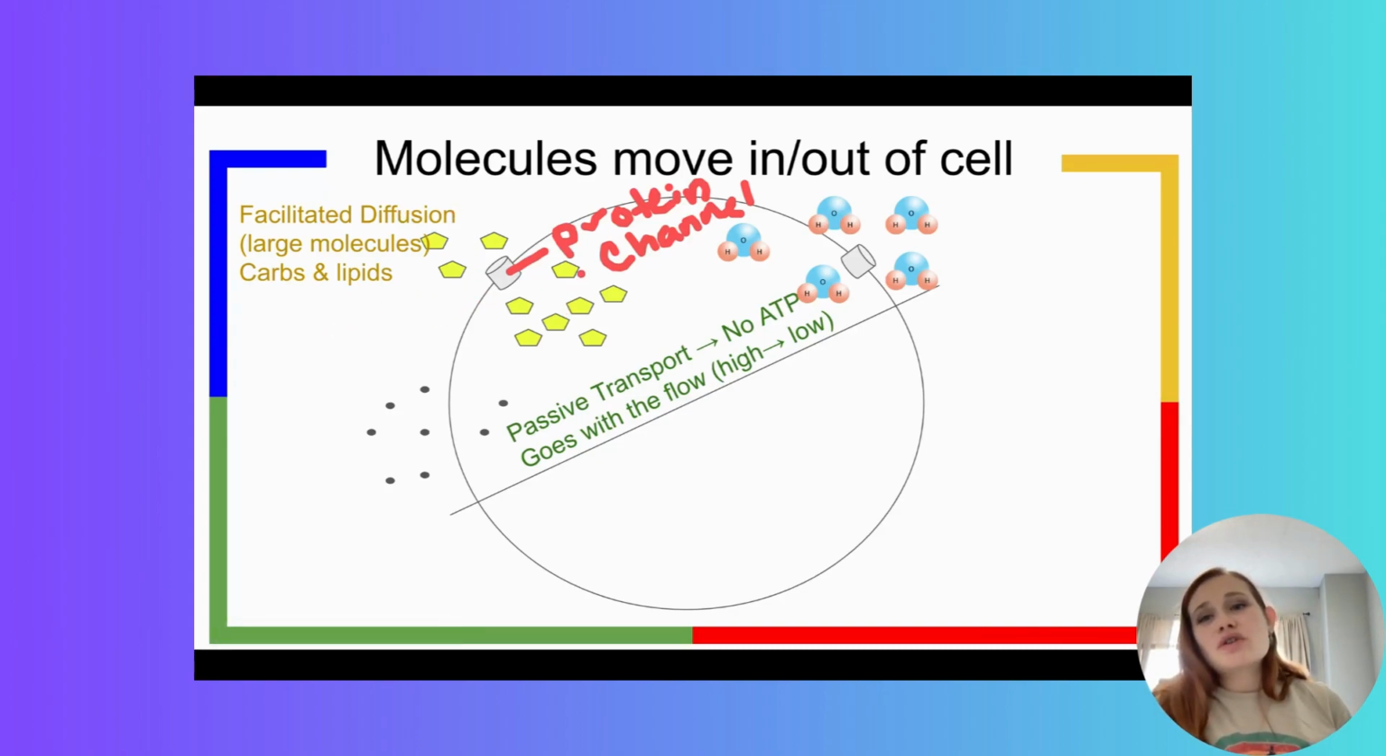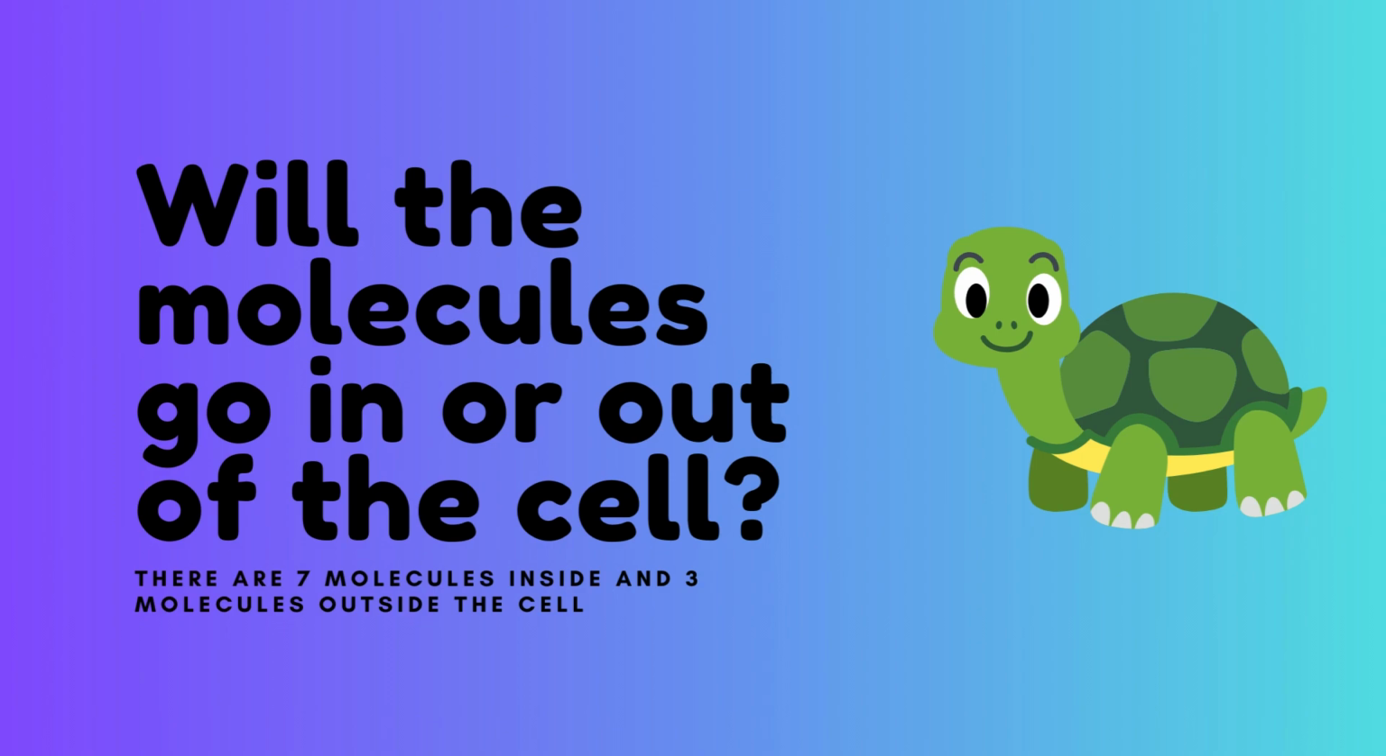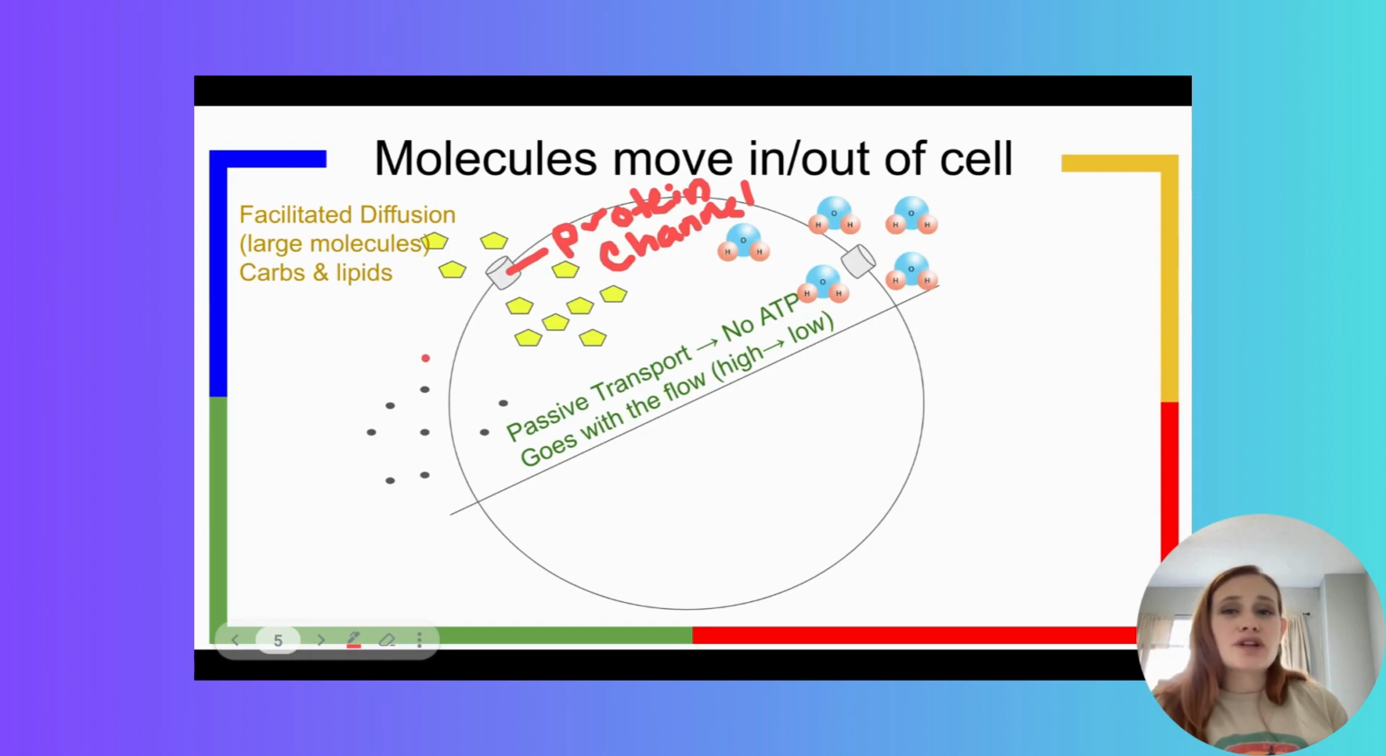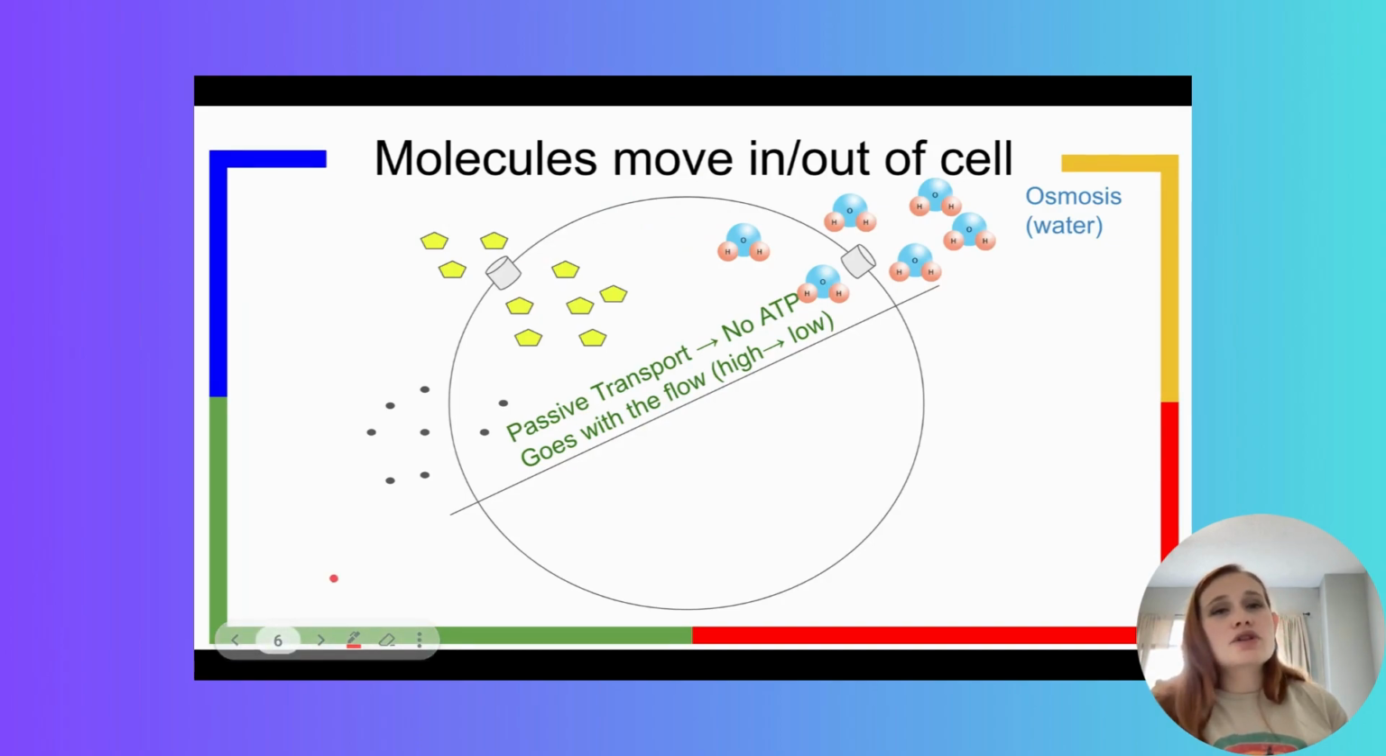If we have 7 molecules inside the cell and 3 molecules outside the cell, we're going to try to figure out which direction these molecules are going to flow. Again, it's going from high concentration to low concentration, going with the flow until equilibrium is reached, so molecules are going to leave the cell.